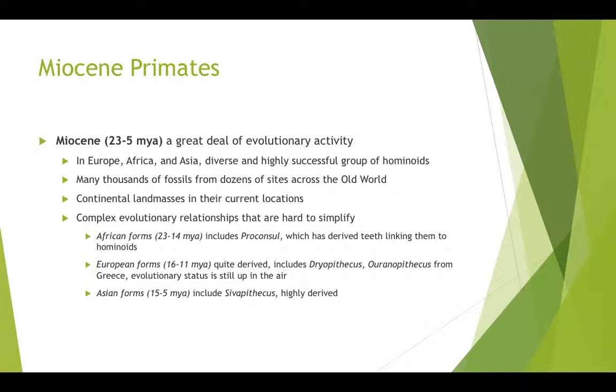We've got European forms from 16 to 11 million years ago that are quite derived and thusly are probably evolutionary dead ends. We've got some notable fossils including Dryopithecus, Oranopithecus. Dryopithecus was across Europe, and Oranopithecus specifically refers to fossil finds in Greece and Turkey. The evolutionary status of these is up in the air. We also have the Asian forms from 15 to 5 million years ago that include Shivapithecus. Shivapithecus is very derived and is thought to be ancestral to modern-day orangutans.